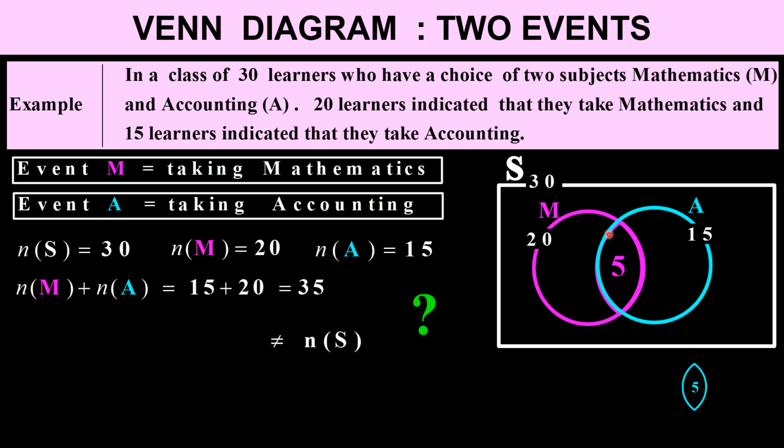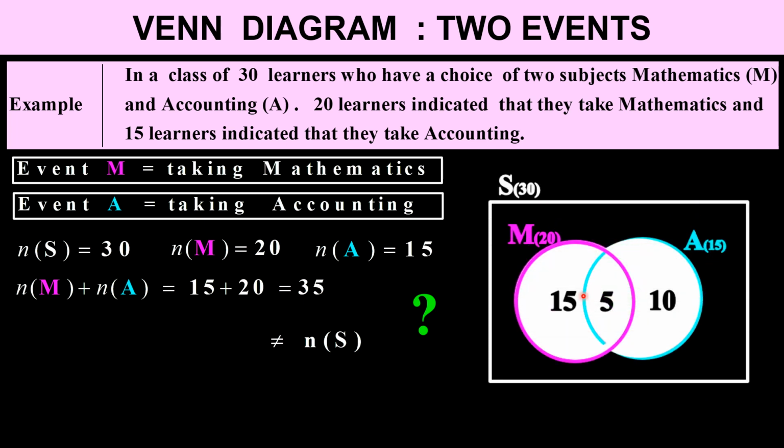So there we can now just have a 5. But if I look at the mathematics, it was 20. Therefore, the remainder of the mathematics would be 20 minus 5. That will give me my 15. Okay. The same there, the accounting was 15, and the remainder there would be 10, because you can see 15 plus 5 is 20, 10 plus 5 is 15. Okay? So there the 5 is the overlap.